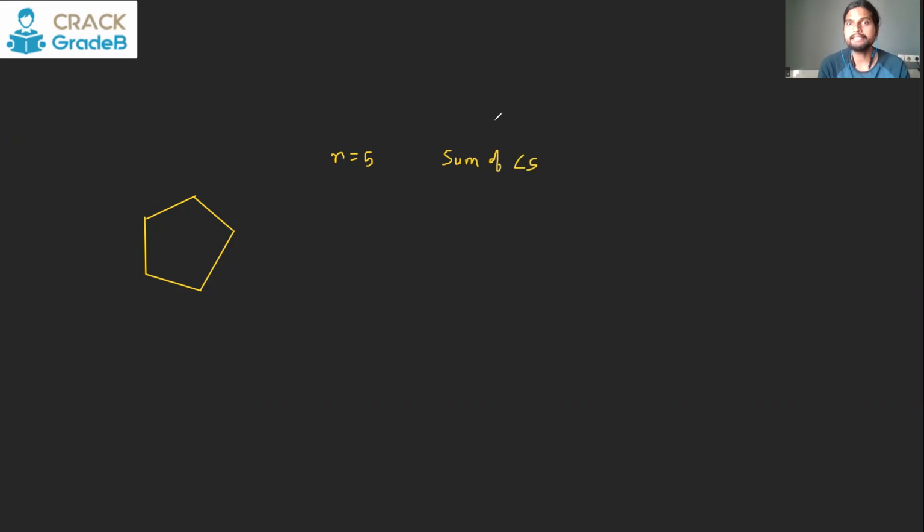Sum of all angles. And the second thing is, what is the number of diagonals? So for the sum of angles, we have a formula: if the number of sides is n, then it is (n minus 2) into 180 degrees. This is a direct formula. The derivation is easy, but as I said, it does not make sense to go for the derivation. And the formula for the number of diagonals is n into (n minus 3) upon 2.